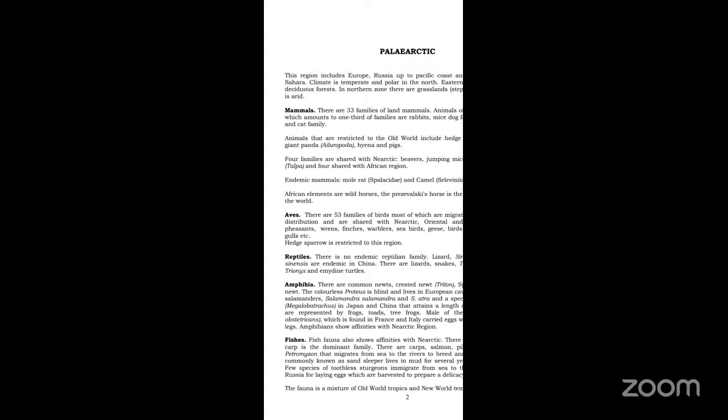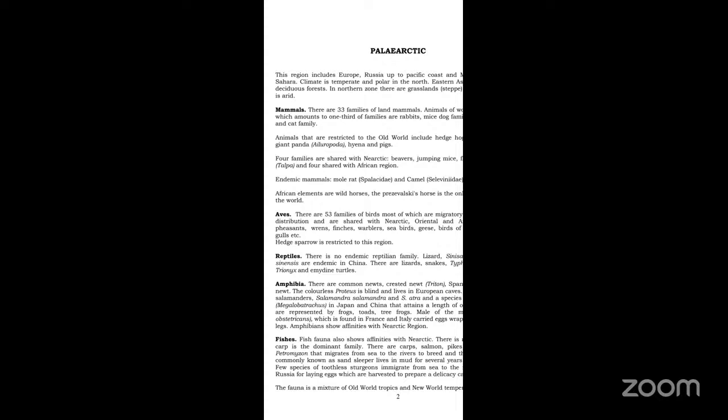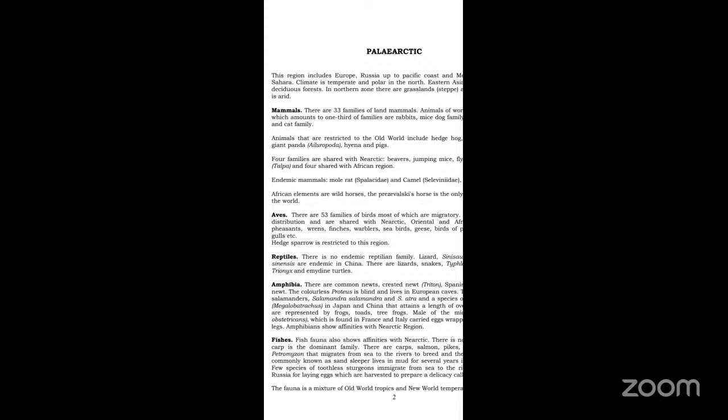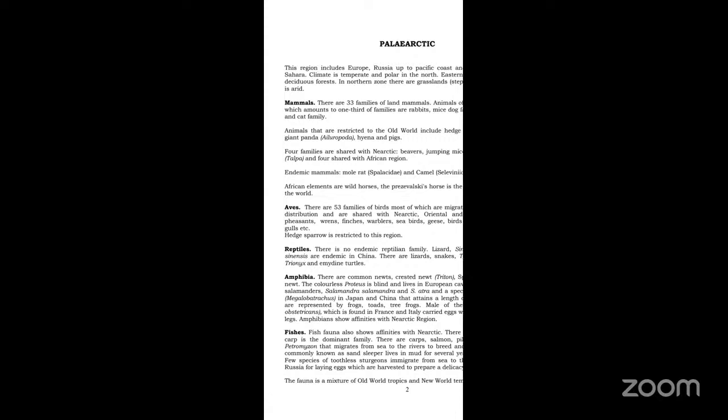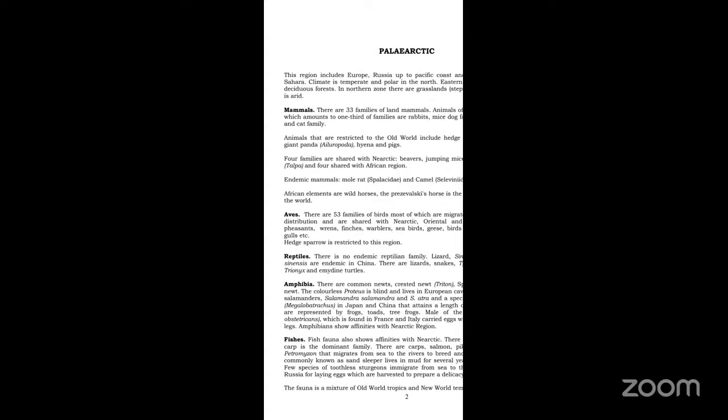And here the climate is temperate and it is polar in the north. Eastern Asia is temperate with deciduous forest, whereas in the northern zone you have grassland, that is steppes, and the interior portion is arid. So that is the climate of the Palearctic. Where is the Palearctic region located? It includes Europe, Russia up to the Pacific coast, and also the Mediterranean up to the Sahara Desert. Here the climate is temperate, and it is polar in the north. Eastern Asia is temperate with deciduous forest, and in the northern zone there are grasslands, as well as the interior portion is arid.